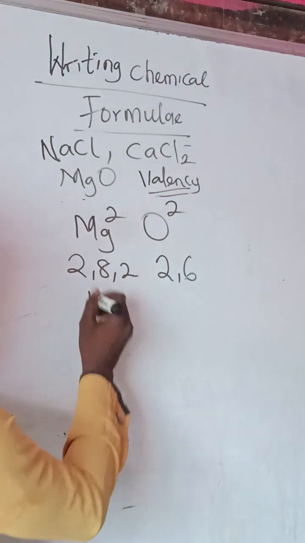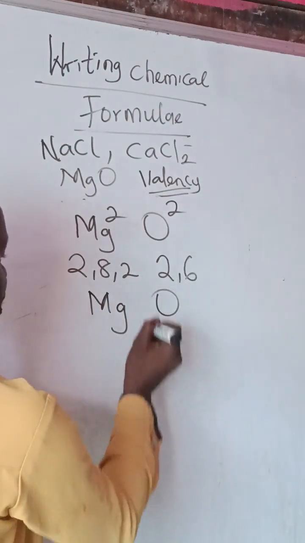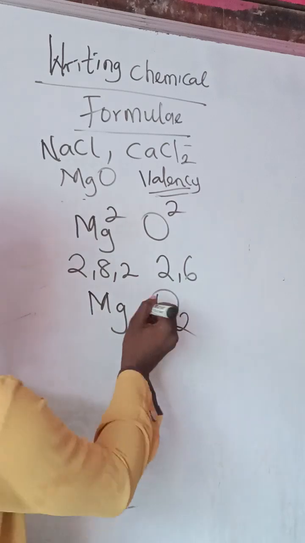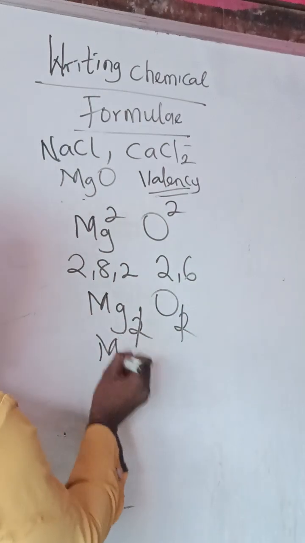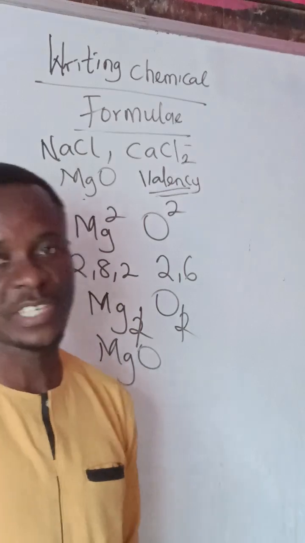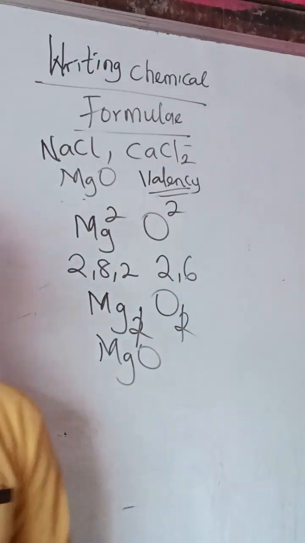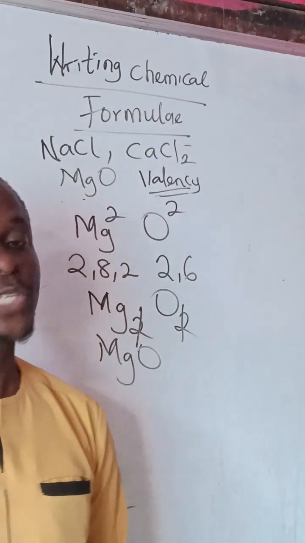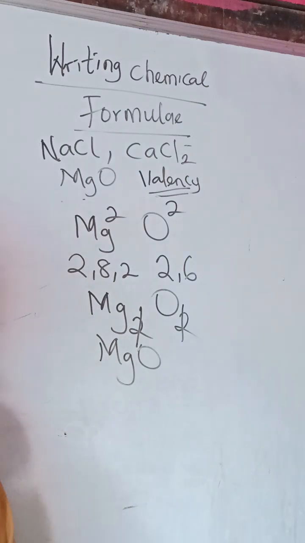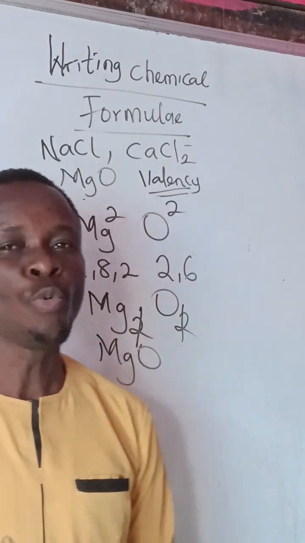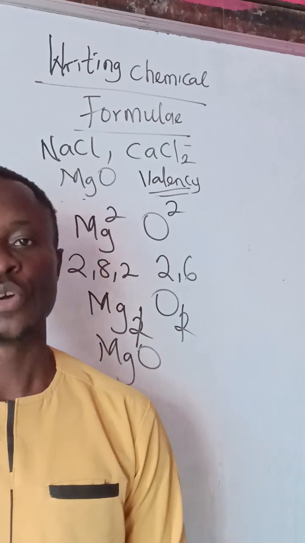And what do we do here? We exchange power to become base. We have this. So these 2 can cancel these 2. We have magnesium oxide. So this is how chemical formula is formed. In our next class, we'll be looking into how we name a chemical compound.